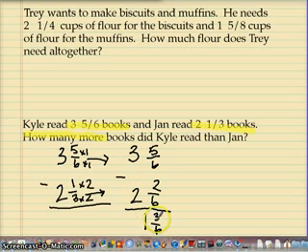By looking at 1 and 3/6, we can tell that 3/6 can still be simplified. We can divide by 3. Three will go into 3 one time, and 6 divided by 3 is 2. So, Kyle has read 1 1/2 more books than Jan.